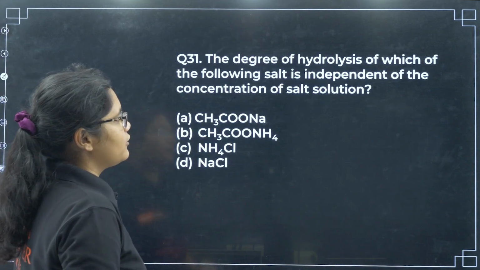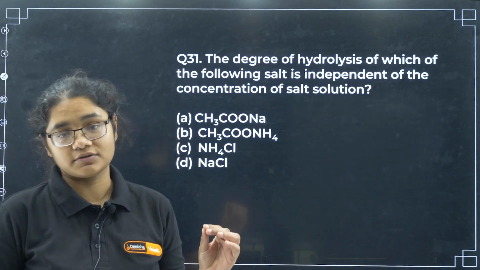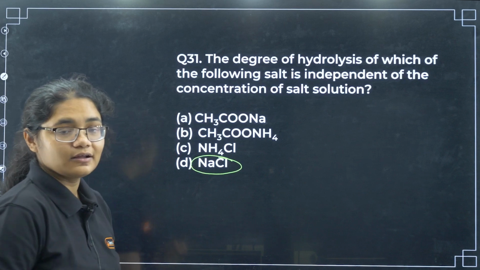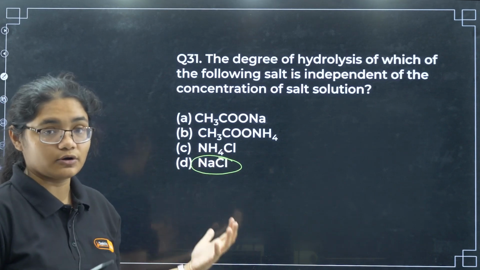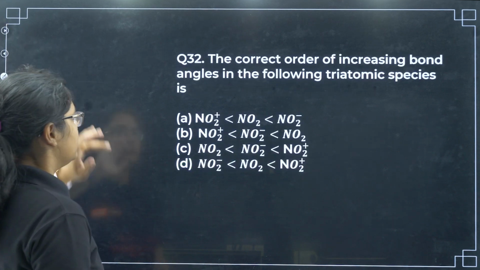Next, the degree of hydrolysis of which of the following salts is independent of the concentration of the salt solution. So you know, a salt of a strong acid and a strong base does not undergo hydrolysis, so it doesn't depend. That is why option number D.